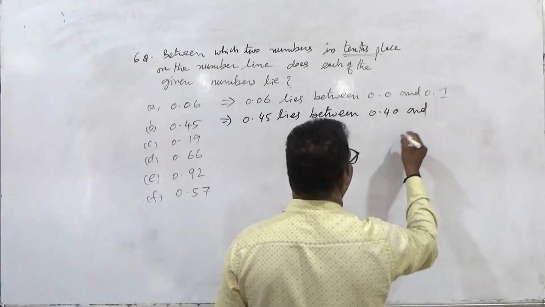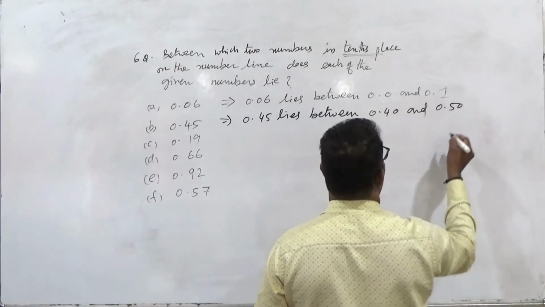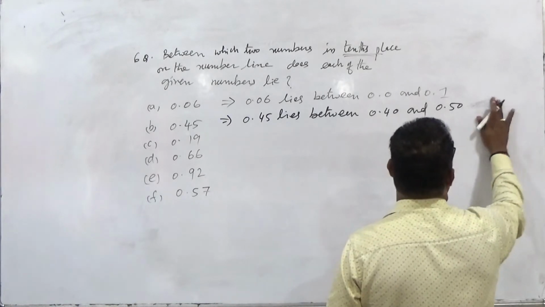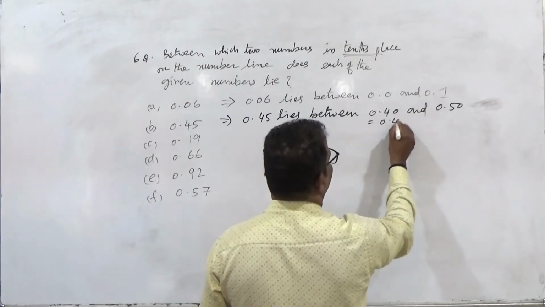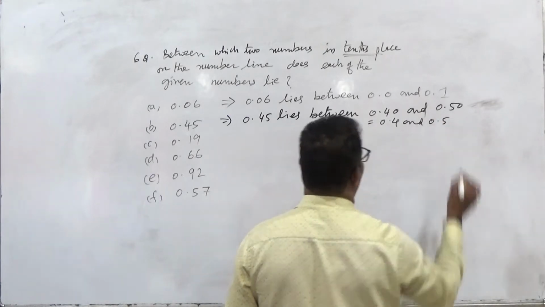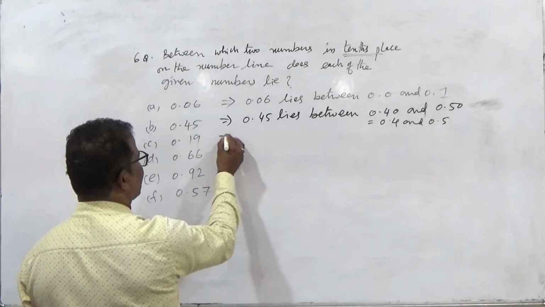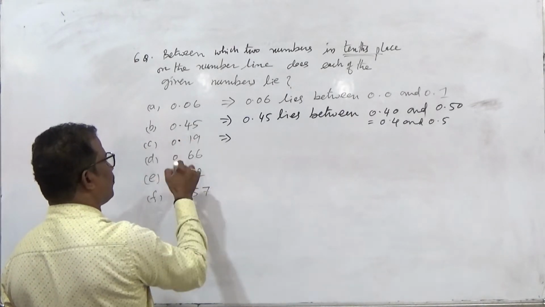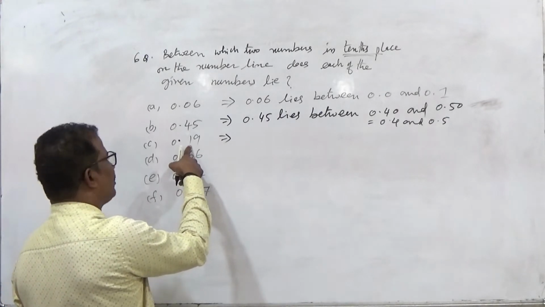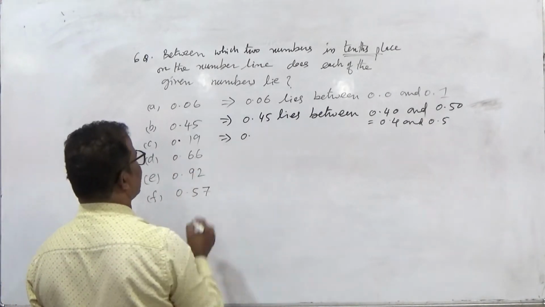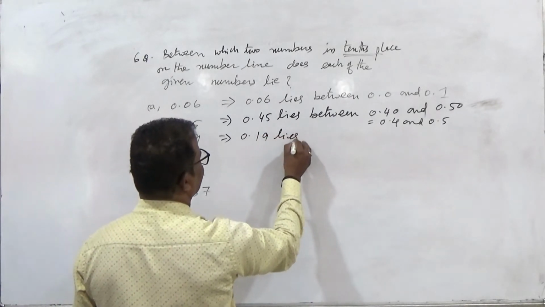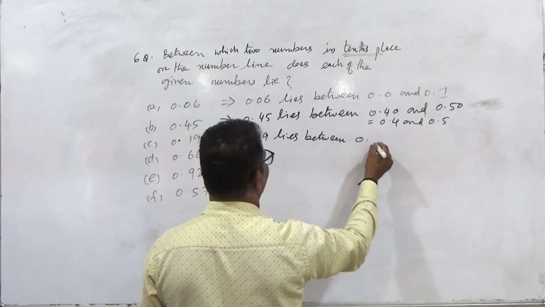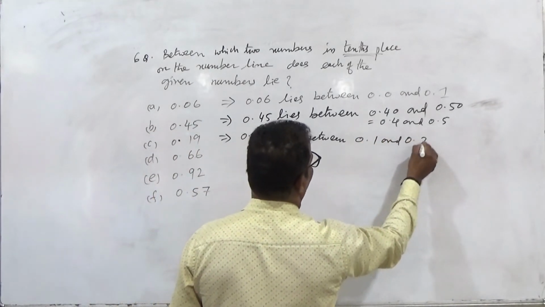And 0.50. That means we can simply say it is in between 0.4 and 0.5 only. So in the next question similarly it is 0.19. So it is bigger than which number? 0.1 but less than 0.2. So we can write 0.19 lies between which two? 0.1 and 0.2.